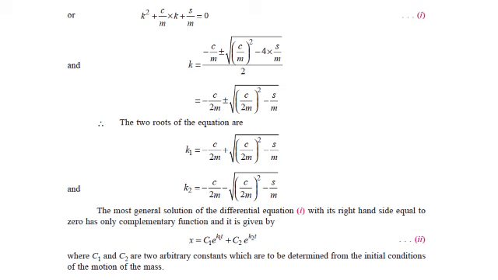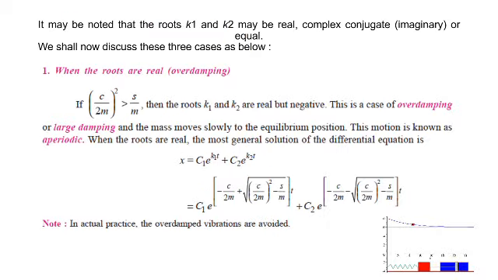Now c1 and c2 are arbitrary constants which can be found by putting initial conditions in the equation of motion, where this k1 and k2 are there. If these k1 and k2 are real, the condition will be something different. If k1 and k2 are complex conjugate, the damping condition will be something different. And if k1 and k2 are equal, then the condition will be different. Now we will discuss these three cases.